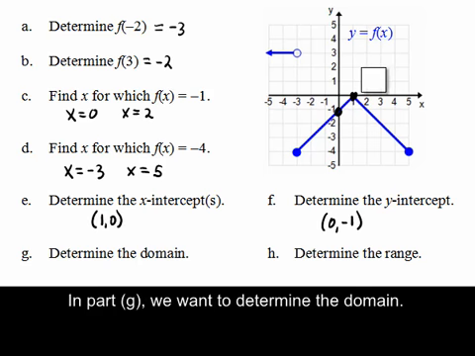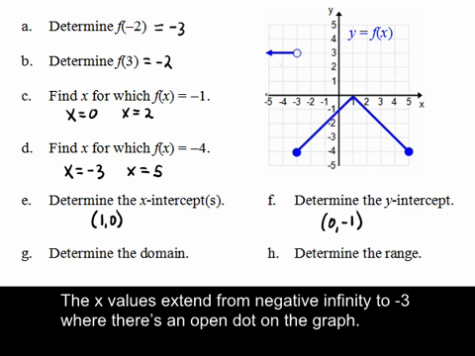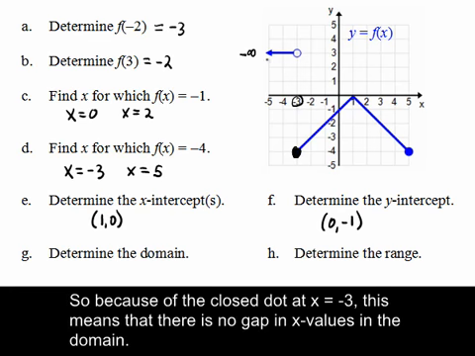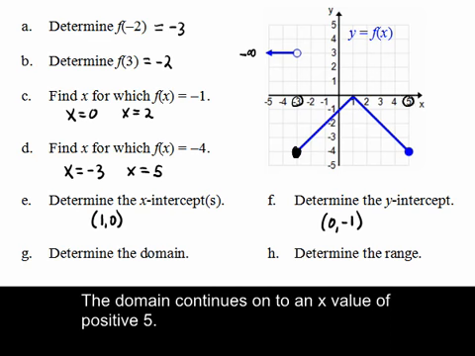In part G, we want to find the domain. The x values extend from negative infinity to negative 3, where there's an open dot on the graph. However, the second piece of the function has a closed dot at negative 3 comma negative 4. So because of the closed dot at x equals negative 3, this means that there's no gap in the x values in the domain. The domain continues on to an x value of positive 5.